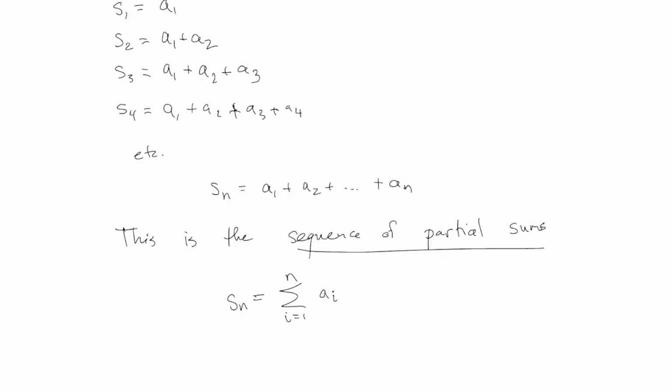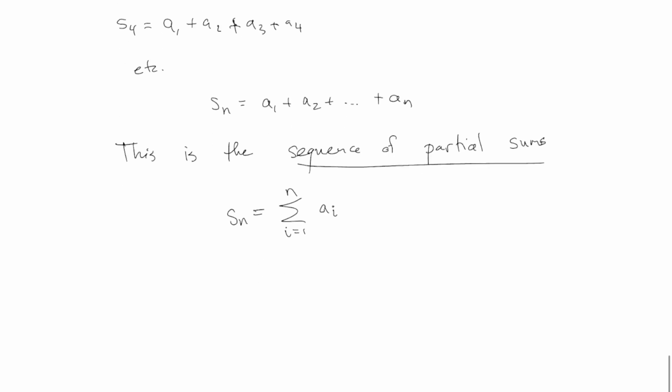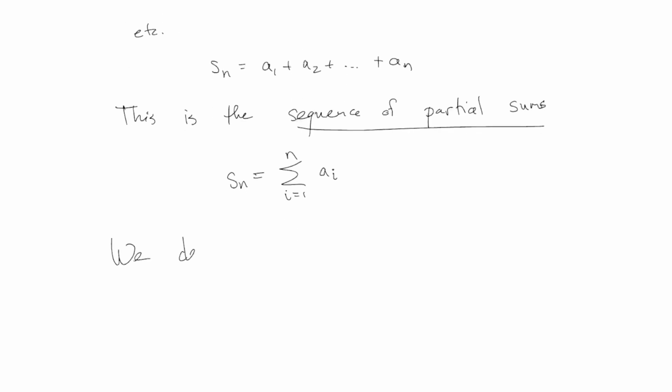And now that you see this, I think it becomes clear how you define what it means when you add up infinitely many things. We define the series, the sum from n equals 1 to infinity of a_i, as the same thing as the limit as n goes to infinity of S_n. All right?